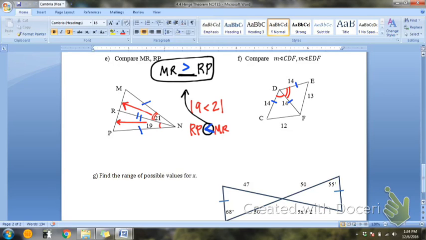Yes, you're exactly right. C and F should be congruent, but we don't really care about those right now. But yes, that's a good observation. Okay, so let's look across from these angles. I have 12 and 13. You guys see that across from the angles? So we know that 12 is less than 13.